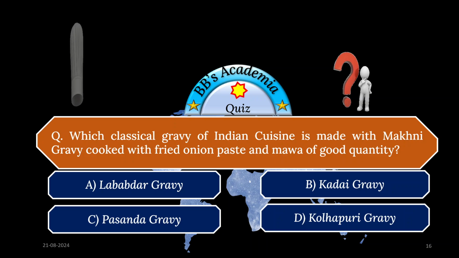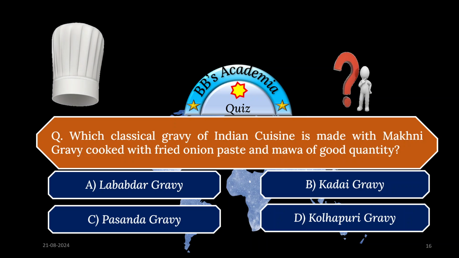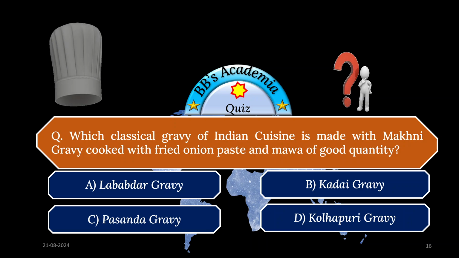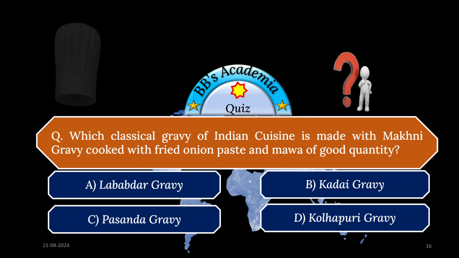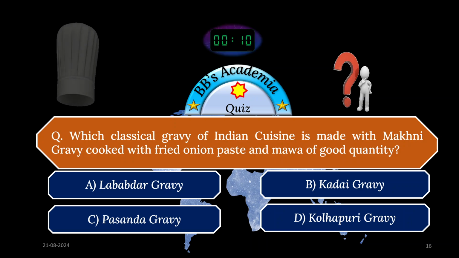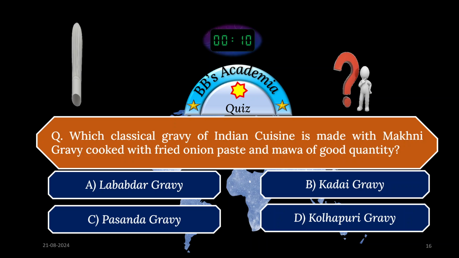Option A, lababdar gravy. Option B, kadai gravy. Option C, tasanda gravy. And option D, kolhapuri gravy. And you have to find out the right option for this. 10 seconds allotted and your time starts now.